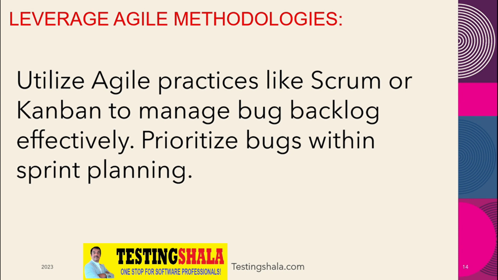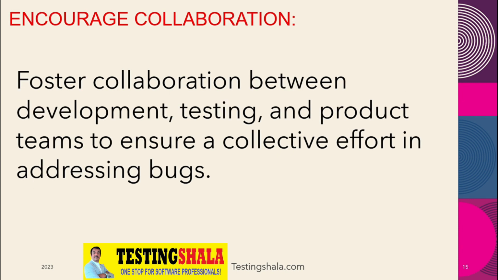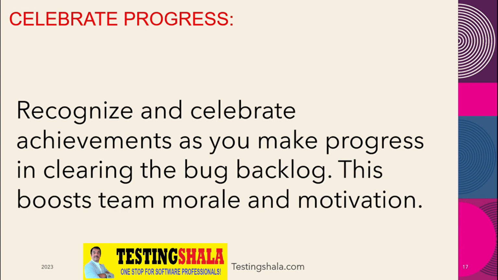Encouraging collaboration is also key, because we have to work closely with cross teams like development, BAs, the documentation team, Scrum teams and the testing team, so that we have more communication and can get the bugs addressed as quickly as possible. As we clear the bug backlog, we should recognize and celebrate the achievement so that it improves team morale and motivation.